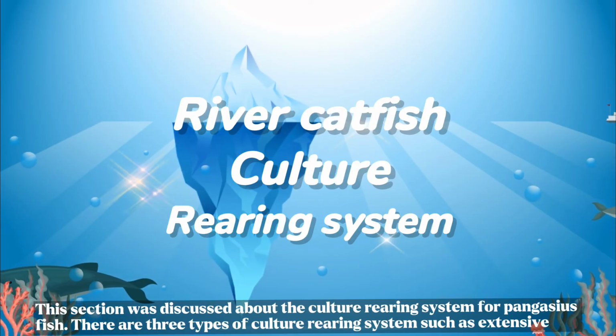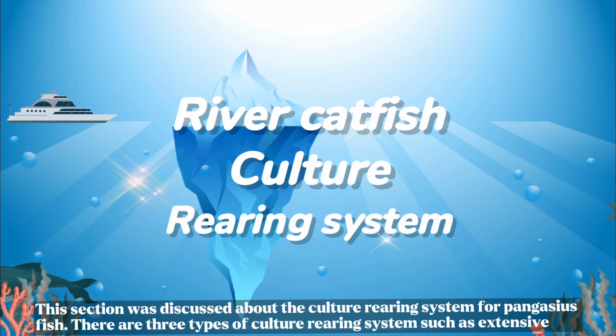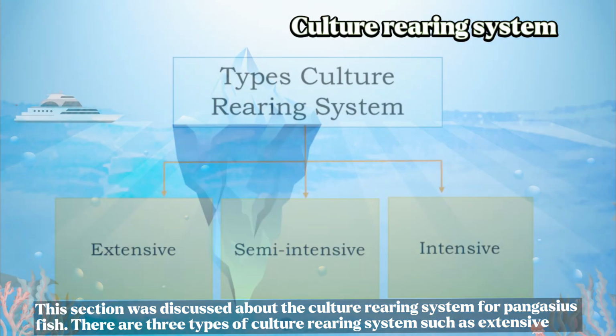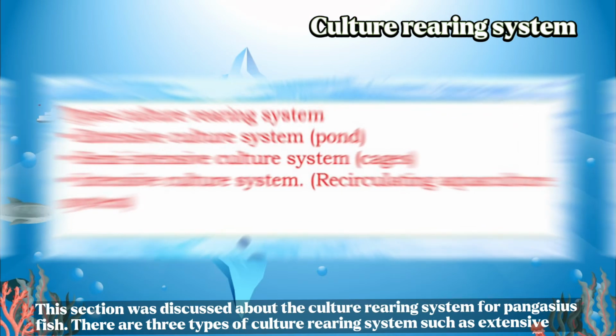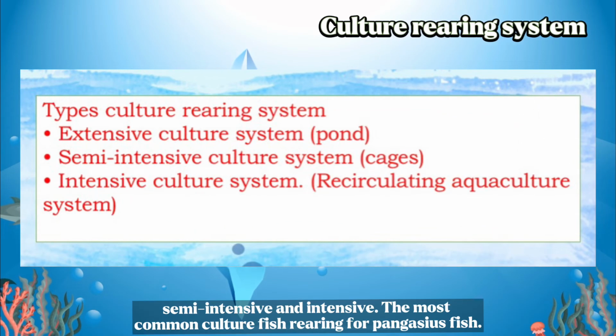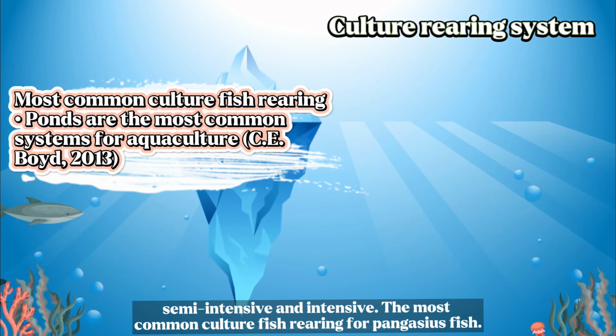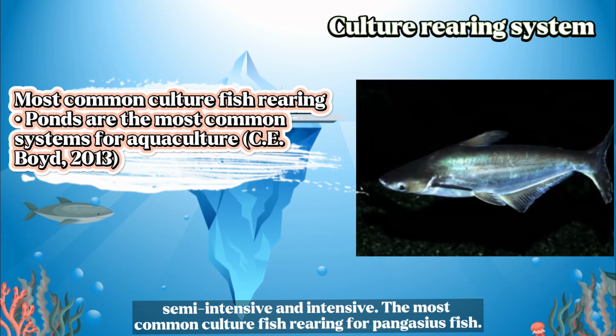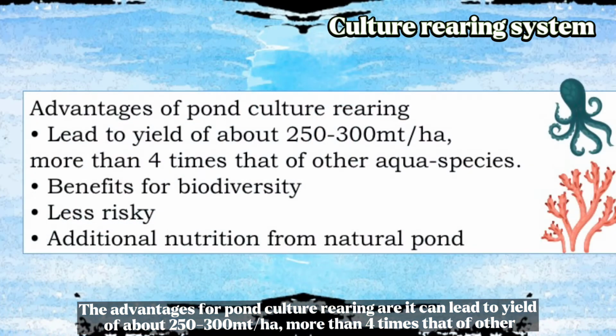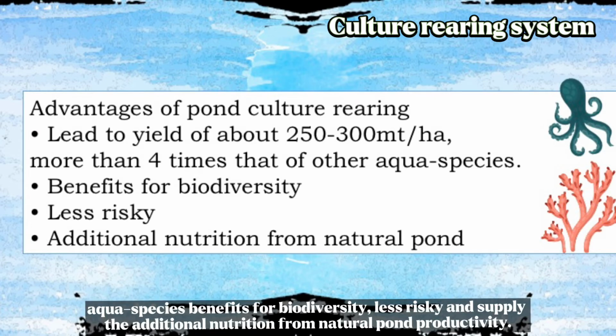This section discusses the culture rearing system for Pangasius fish. There are 3 types of culture rearing system: extensive, semi-intensive and intensive. Pond culture is the most common rearing system for Pangasius fish. Its advantages are that it can lead to a yield of about 50 to 30 tonnes per hectare, more than 4 times that of other aquaculture species. It also benefits biodiversity, is less risky, and supplies additional nutrition from natural pond productivity.